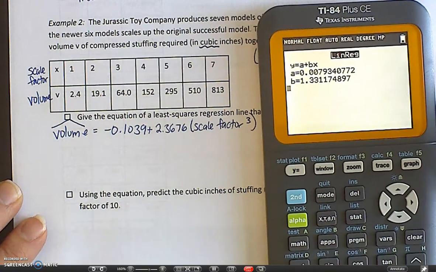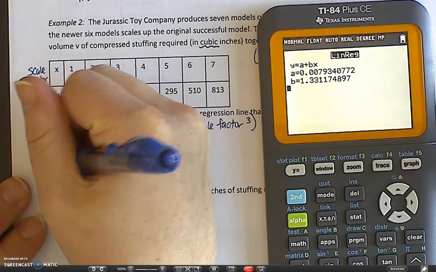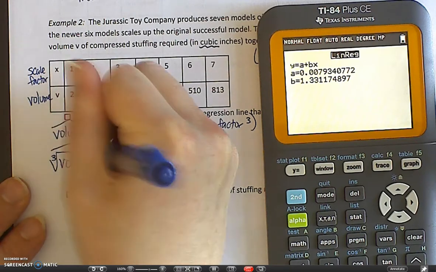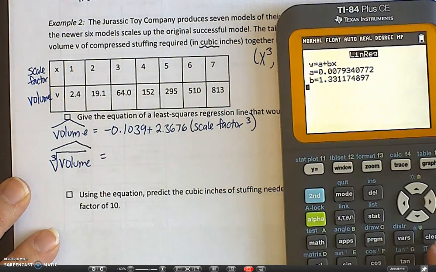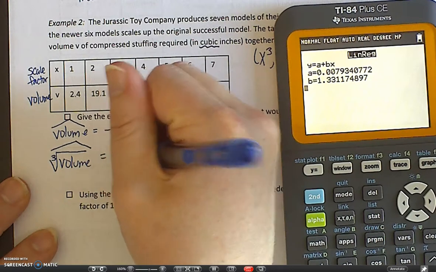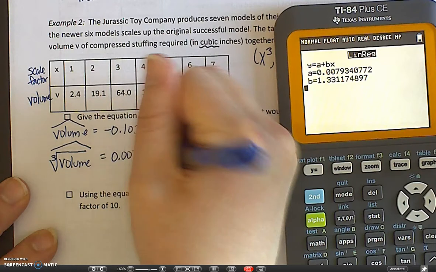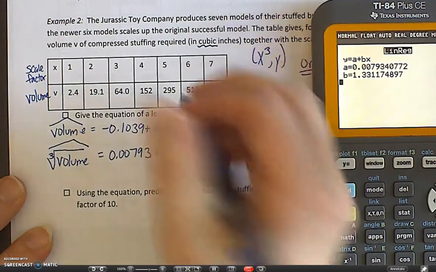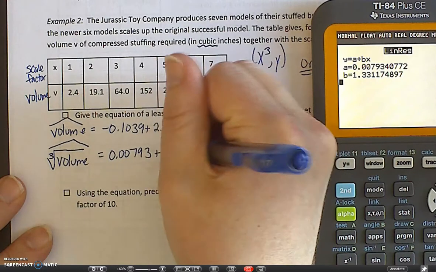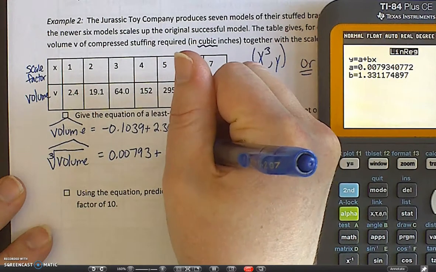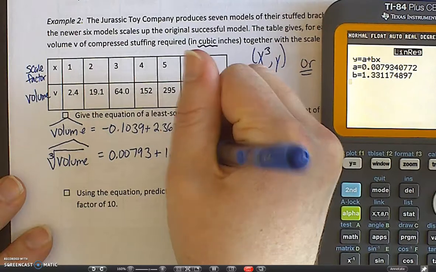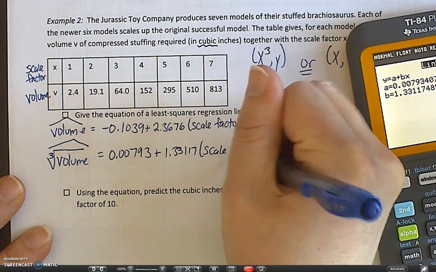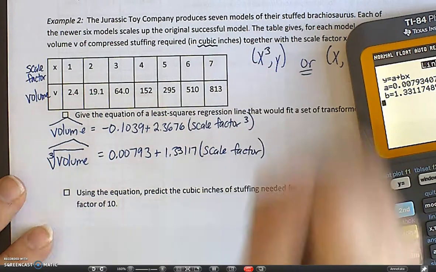Now again, it's no longer the volume. I did the cube root of the volume. And again, it's under a hat. Plug in your y-intercept and your slope. And then I just left scale factor as it was, so I can just write scale factor. That didn't get cubed.